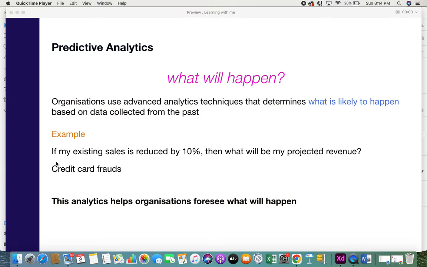For example, let's say the company faced a problem where sales reduced by 10%, and they have also identified the causes: they have less manpower, production and manufacturing are delayed, and therefore sales decreased. Now if the existing sales is going to be reduced by 10%, what will be my projected revenue? That is where you predict something for the future. All this is related to predictive analytics.